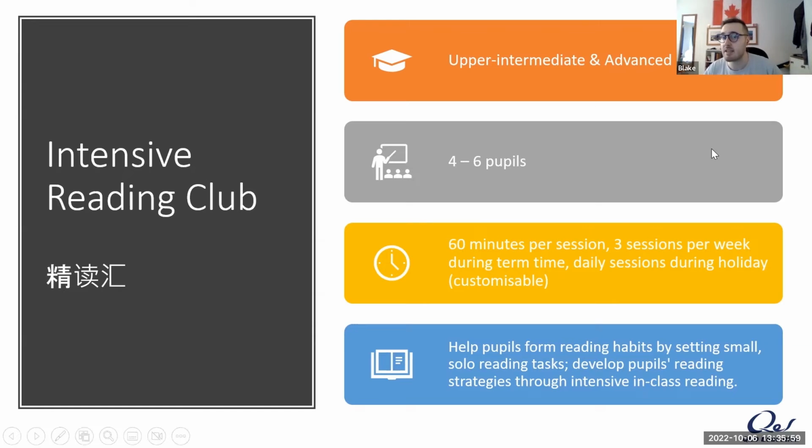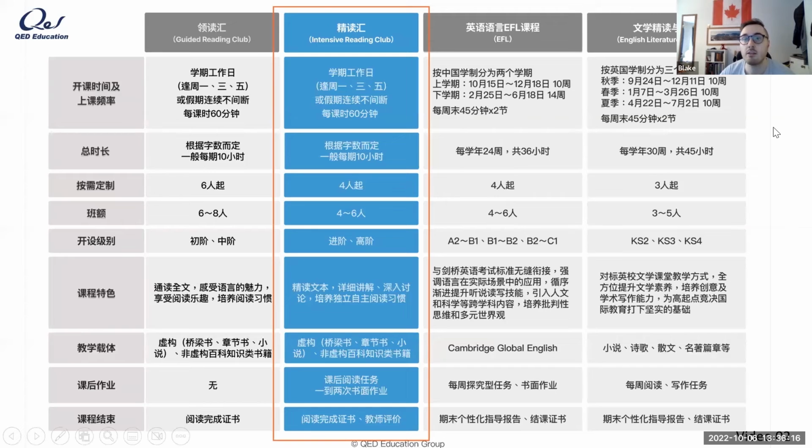Similar time frame as the guided reading, 3 sessions per week during term time, daily sessions during the holiday, but these are all very customizable depending on what works for you or the student. Okay, 4 to 6 people per class. Here is a slide with this information so everybody can have a quick read through that.